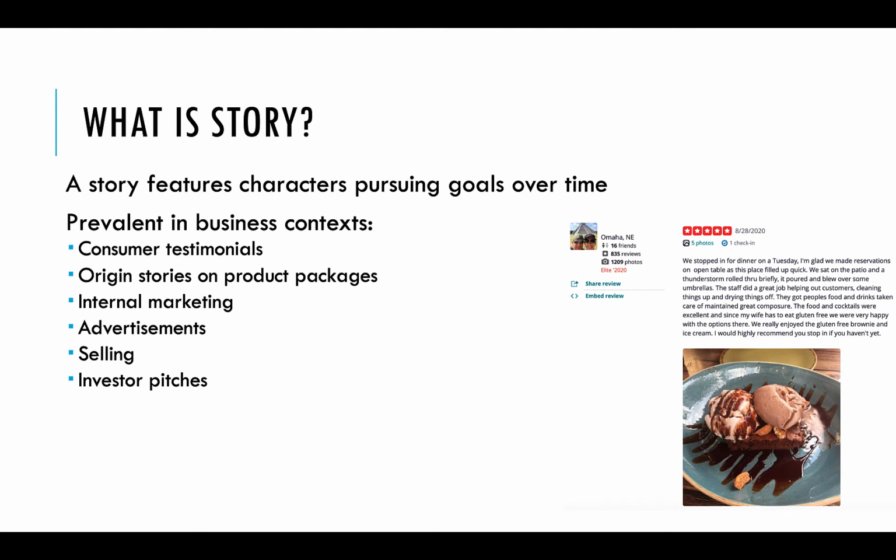Sometimes there are images. And this is in contrast to some of the other consumer reviews you might see that feature a pro and con list. Pro, the food was delicious. Con, the price was high. That is not a narrative format because we don't have any description of the character pursuing goals.